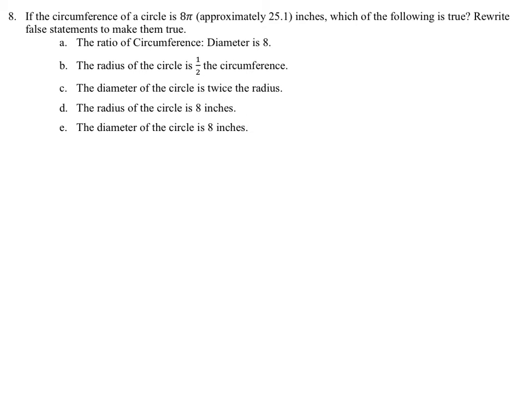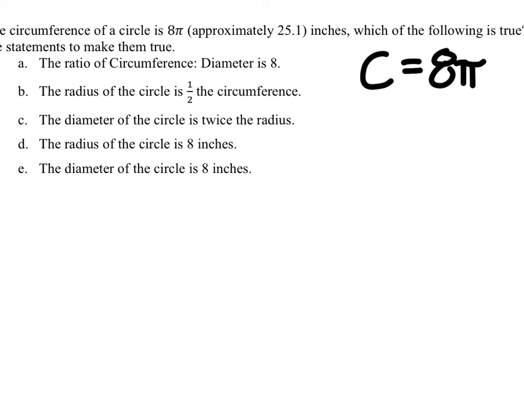All right. If the circumference of a circle is 8 pi inches, now I'm going to write the formula out right here. Which of the following is true? Rewrite false statements to make them true. A, the ratio of circumference to diameter is 8. Is that correct? It's asking if the ratio of circumference to diameter for the circle is 8.